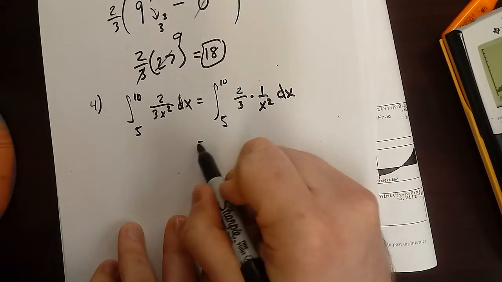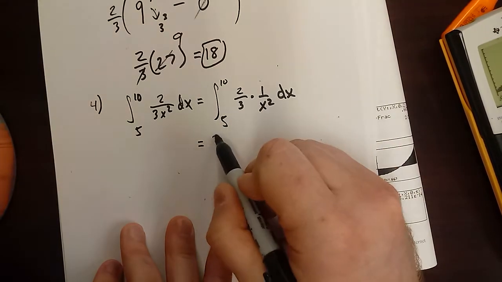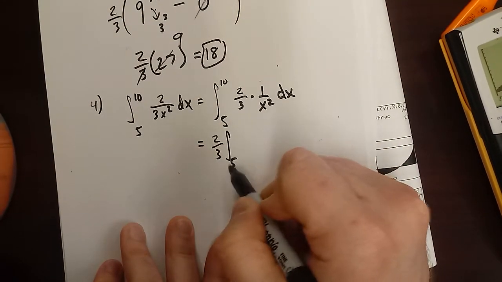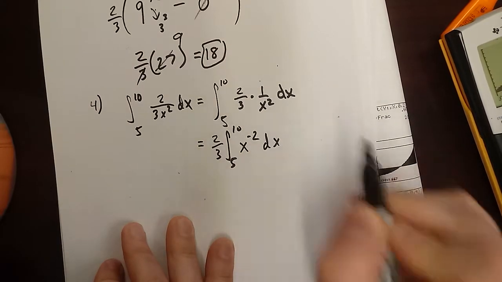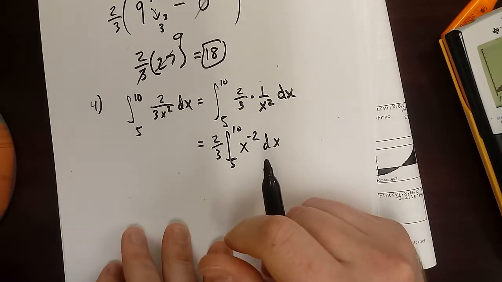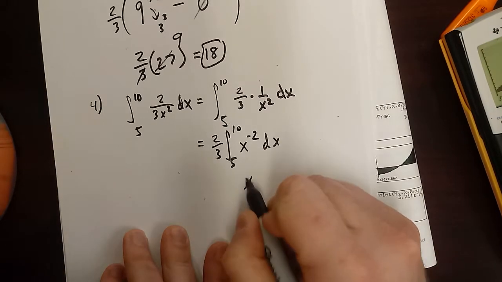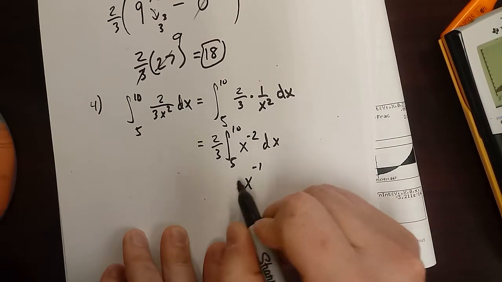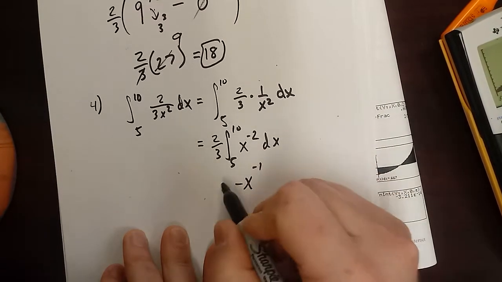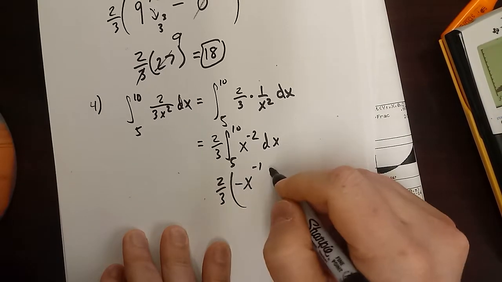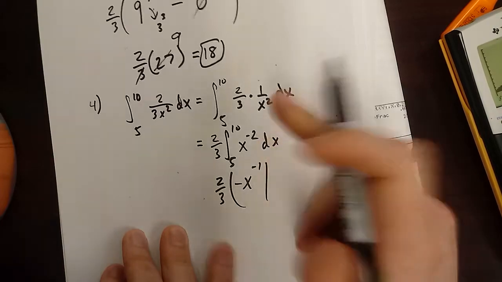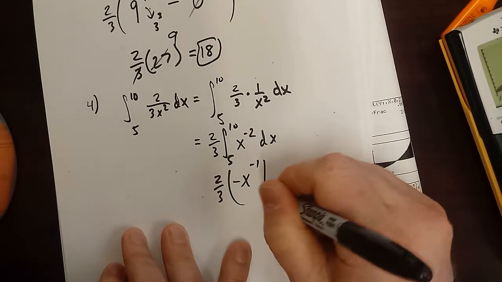And then the next thing I'm going to do to this is pull the 2/3 out front. And I'm going to change 1 over x squared to x to the negative 2. Now we have a super easy antiderivative. I'll add the 1 to the exponent, get x to the negative 1, and then divide by my new exponent of negative 1. So then I've got 2/3 times the integral. And so I evaluated the integral from 5 to 10.